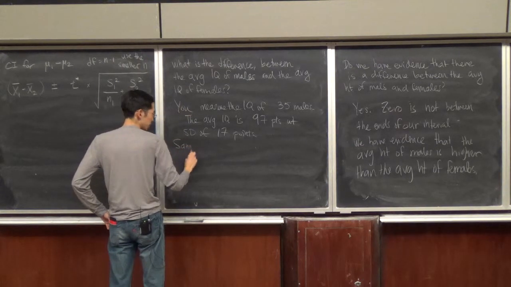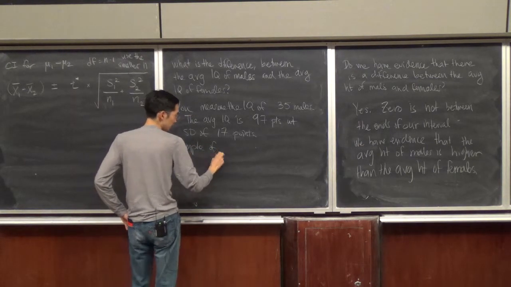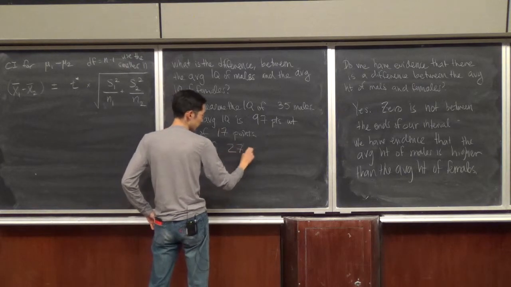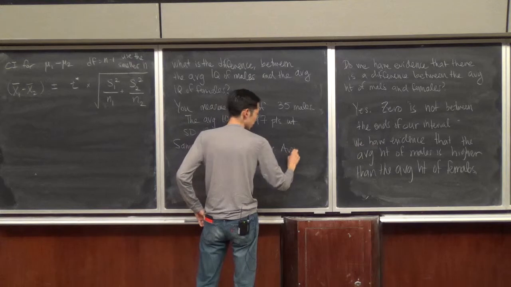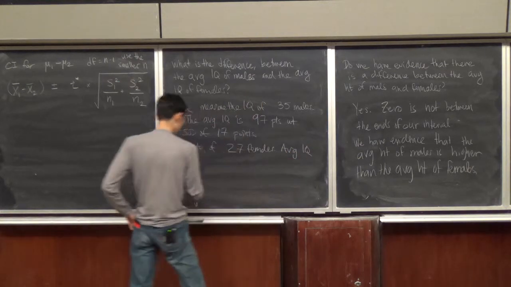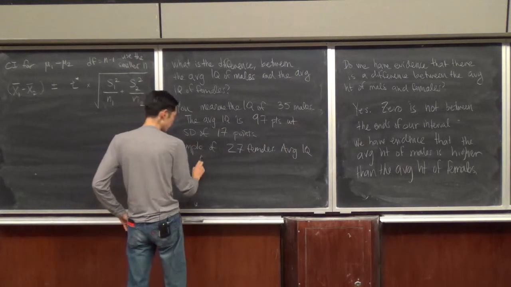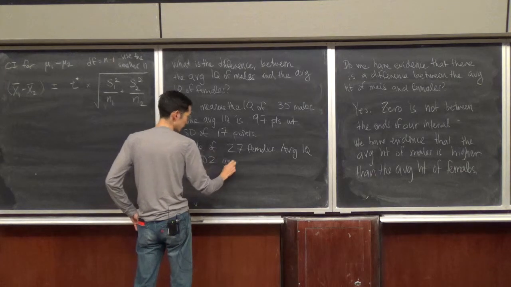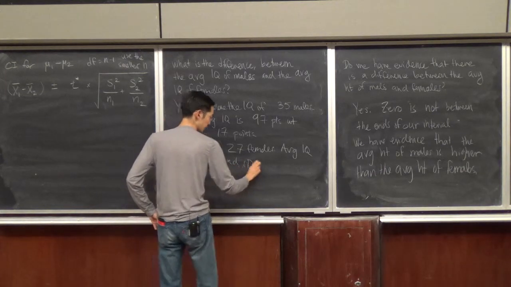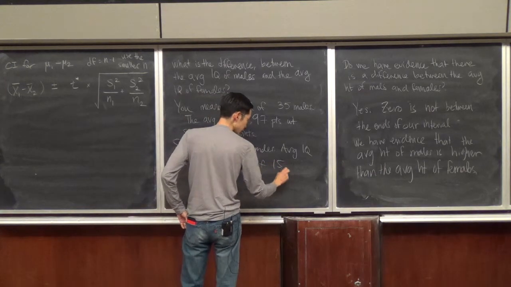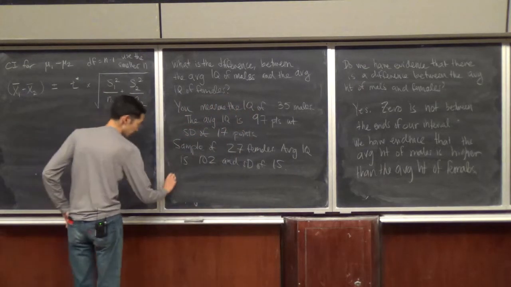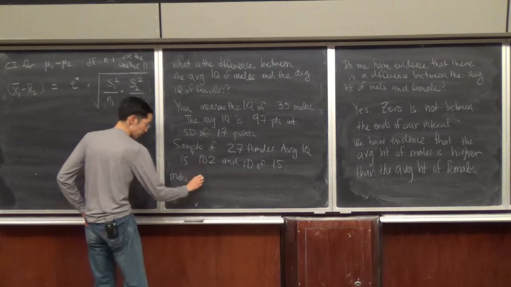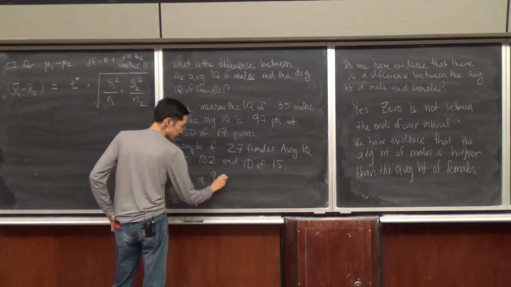Say a sample of 27 females, average IQ is 102, and standard deviation of 15. Okay, I will say make a 90% confidence interval.